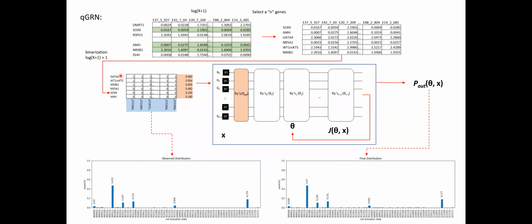After that, I perform a binarization task, which means that if the value in this matrix is higher than 1, it's going to be considered 1, and if it is lower, it's going to be a 0. So now I have a new matrix, same dimension, but I only have zeros and ones.